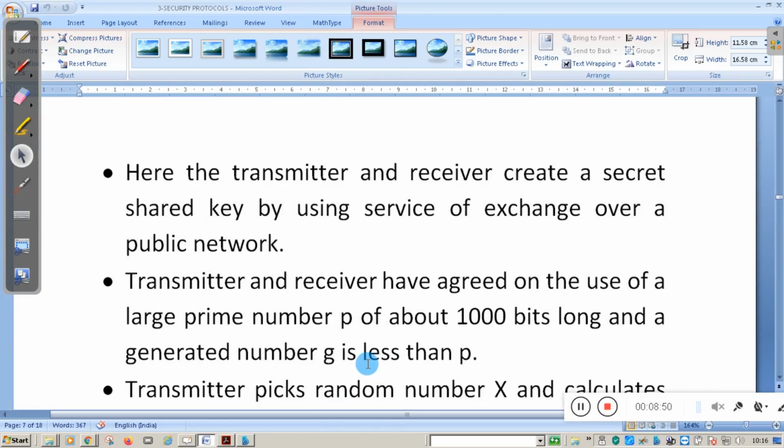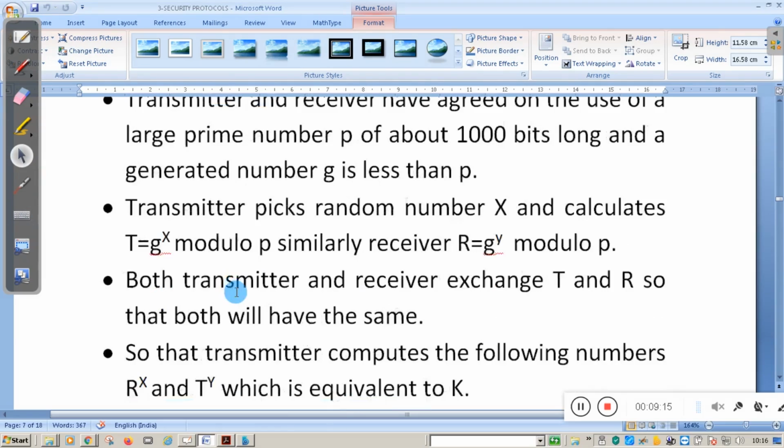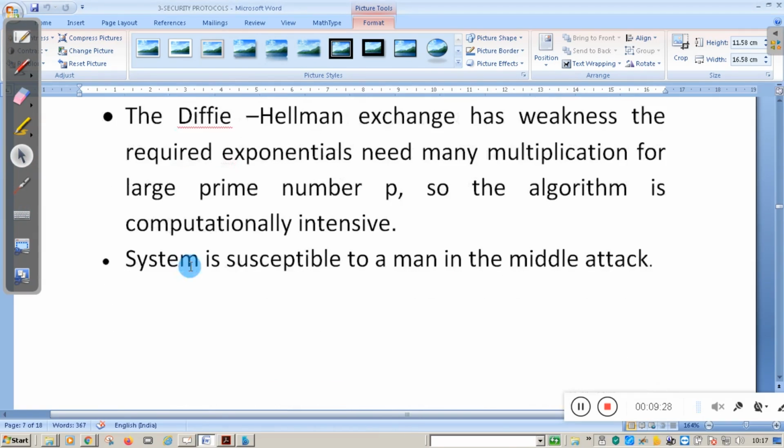So these are the statements from the exam point of view. Transmitter and receiver create a secret shared key by using the exchange service over the public network. Transmitter and receiver agree on the use of a large prime number, that is P, of about 1000 bits long, and a generated number G less than P. Then the transmitter picks a random number X and calculates this one. Similarly, the receiver calculates this one. Both transmitter and receiver exchange, and finally they come to one conclusion: the shared key.